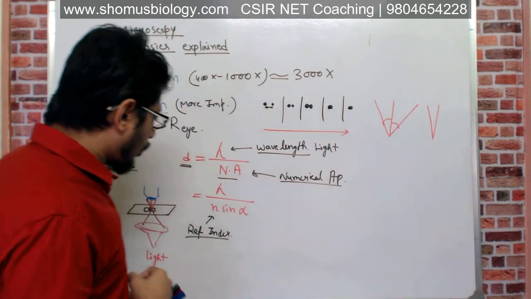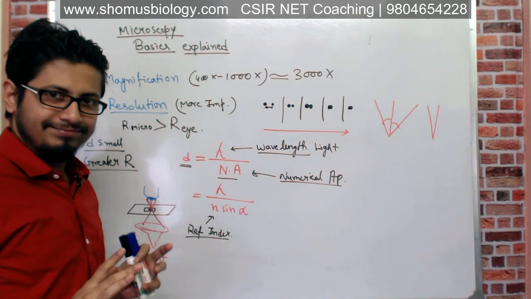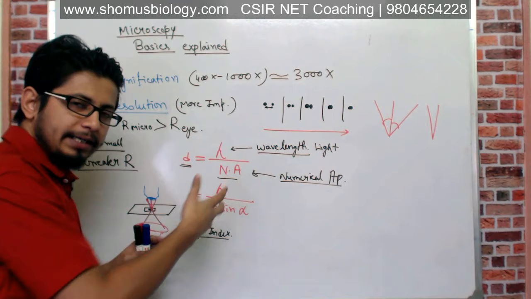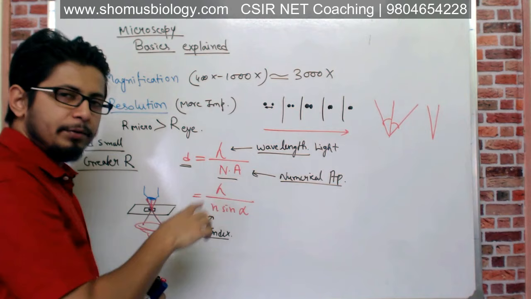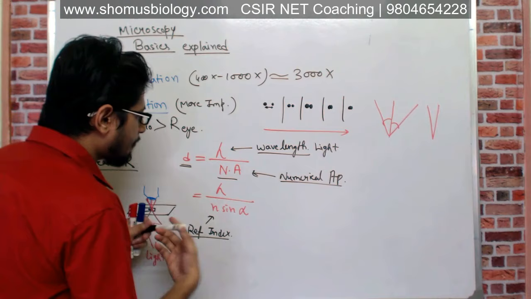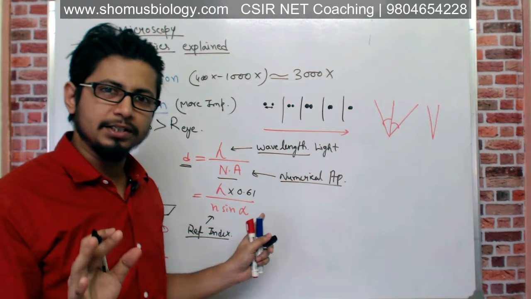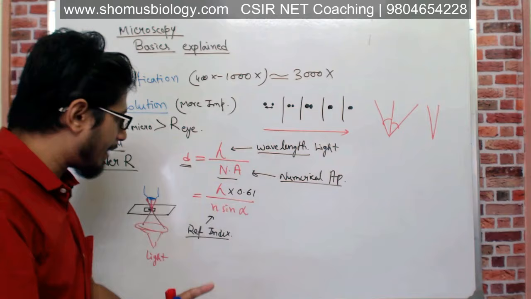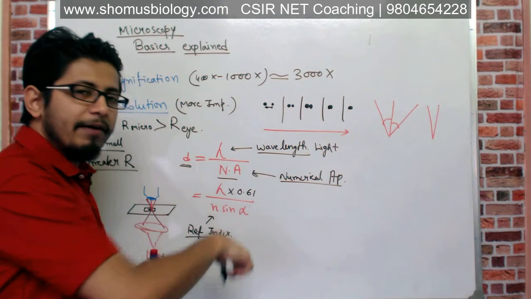So now there is a big question: lambda divided by n sine alpha. Actually this distance is not exactly equal to that. The distance varies with lambda by numerical aperture. So to get an equation value, we need to multiply the lambda with a constant that is known as 0.61. Write it as a constant, 0.61. So this gives us the ultimate formula of distance: 0.61 lambda divided by n sine alpha. That is known as the distance. Now the lesser the value, the higher the resolution, right?